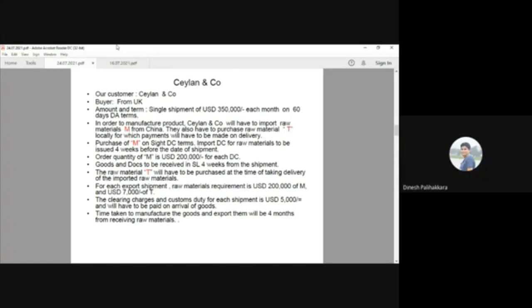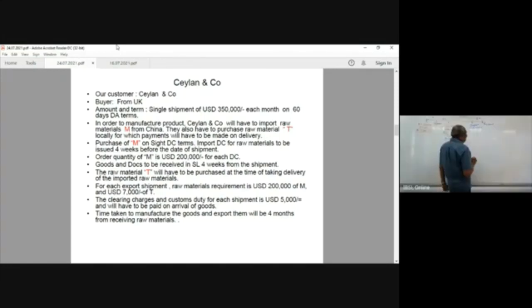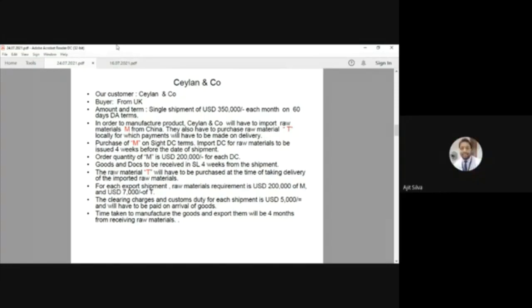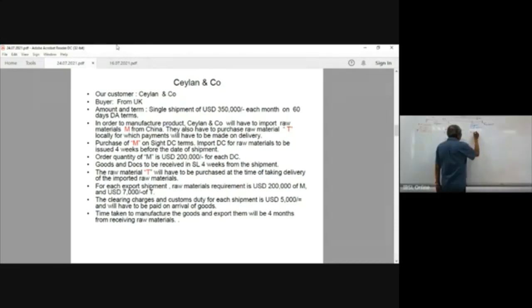Export bill discount, invoice bill discount.